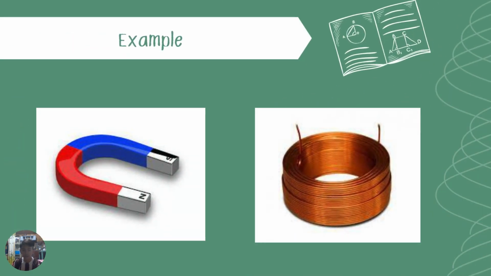Let's have some examples. Let's consider a simple example. Imagine we have a coil of wire and we move a magnet towards it. As the magnet gets closer, the magnetic field within the coil changes. This change induces an EMF in the coil, creating an electric current. This phenomenon is the basis for many electrical devices, including generators.